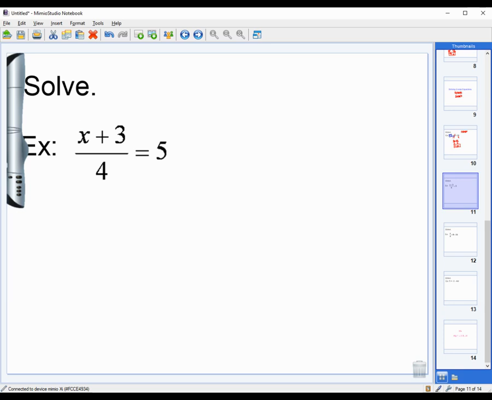Now, there's some stuff going on here. For our x plus 3 divided by 4 is equal to 5. Most of us would say in SADMAP, right? Most of us would probably say that we need to deal with this 3 first. I think that's what a lot of us would say. But actually, that is not the case.